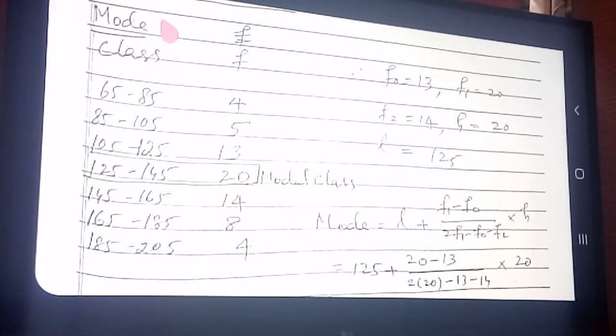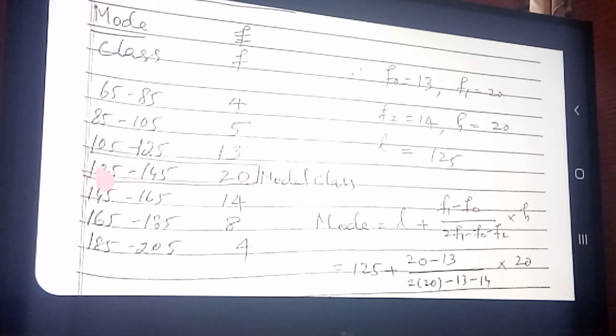Okay, next we will find the mode. Everybody knows mode now. So you need the class and the frequency. Now, what do you want to find first? The modal class. What is the modal class? The modal class is the class with the highest frequency. So where is the highest frequency? Here. Among all the frequencies, the highest frequency is 20. Therefore, this is the modal class.